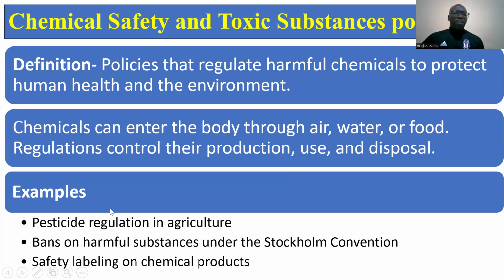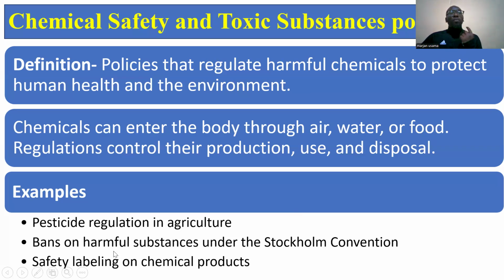So, for example, we have pesticide regulation in agriculture. How should we use the pesticide? Of course, pesticides basically help us improve our productivity in agriculture. But they also have some dangers. If we don't use these pesticides effectively, it is going to affect the plants also. And we eat those plants, so we are going to get diseases.